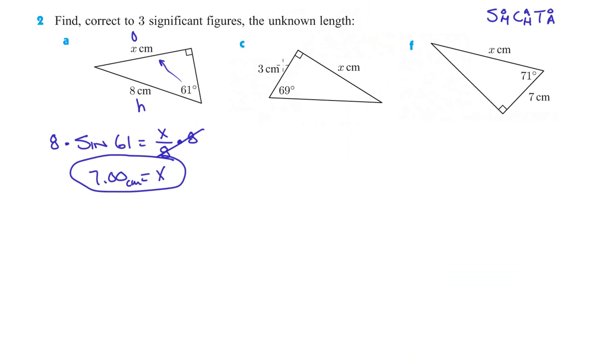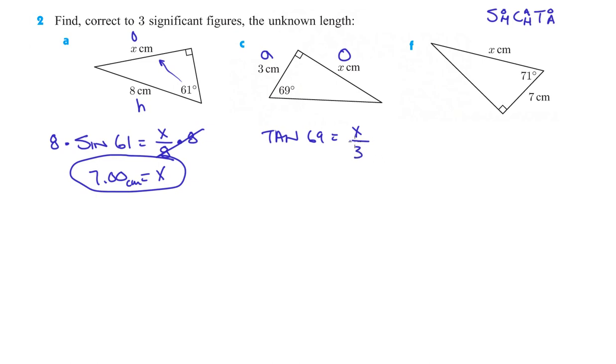Okay? For C, here's our angle. The side that we want to know is opposite. This is the hypotenuse, but we don't want to know the hypotenuse, and we don't know the hypotenuse, so I'm not going to label it. And so that by default means that this here has to be the adjacent. So opposite and adjacent is tangent. So I would set up tangent 69 equals opposite, which is x, over adjacent, which is 3.